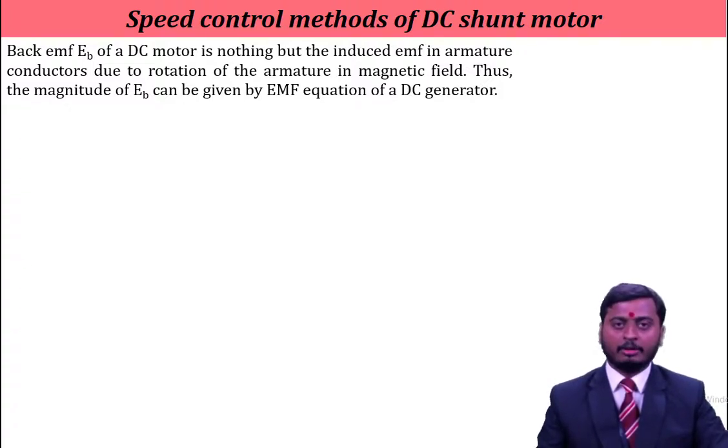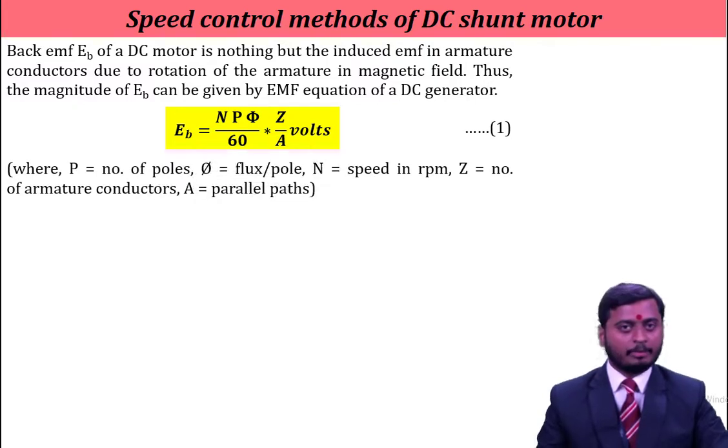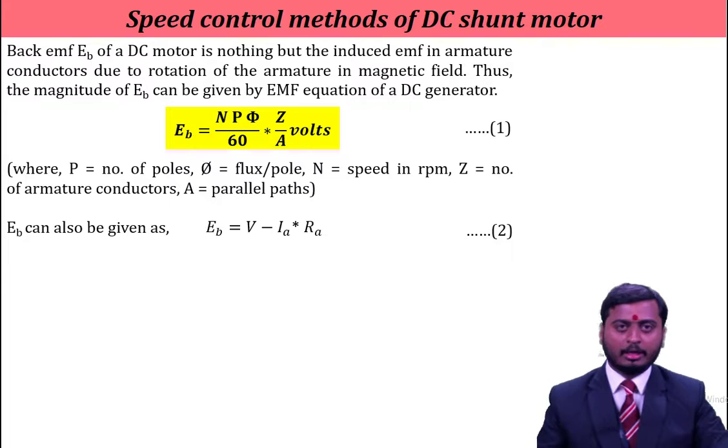Already in a previous video we derived the EMF equation of a DC motor. It is given by EB equal to NP phi into Z upon 60 into A. This is equation number 1, where P is the number of poles, phi is flux per pole, N is the speed measured in RPM, Z is the number of armature conductors, and A is the number of parallel paths. But we also know that EB equal to V minus IARA. This is the equation for a DC shunt motor. Treat this as equation number 2.